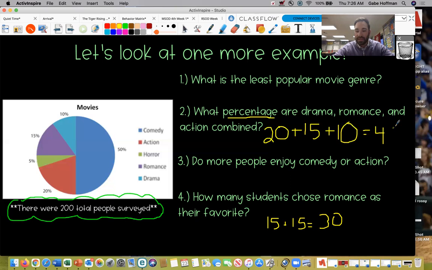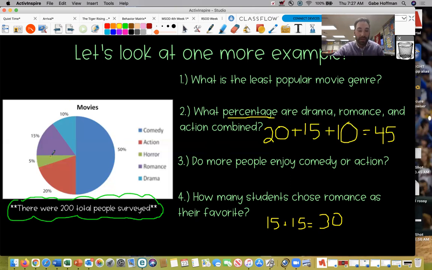So for questions like this about circle graphs, you've just got to make sure you're paying very close attention to what each little number means and what percentage it's asking for, depending on whether it says what percentage or how many students, right? How many students implies the number, what percentage implies using the actual percentage on the graph.